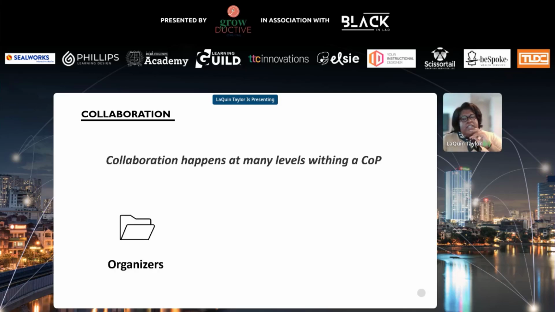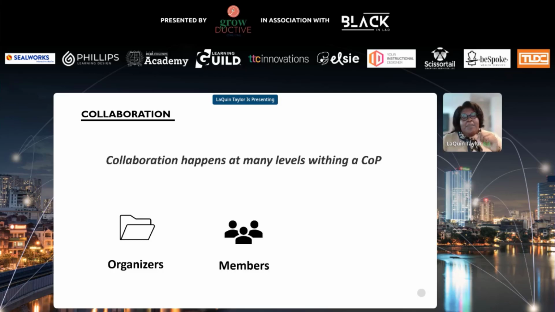What you'll find in a COP is that collaboration happens at many levels. And the first one we'll look at is organizers. So the group working together to stand up the COP is what I'm referring to as organizers. And these individuals can represent different parts of the business, as well as different levels of expertise. And I'm sure we can all reflect on the dynamics of a group project. It takes a lot of work and patience and strong collaboration skills to drive a successful COP.